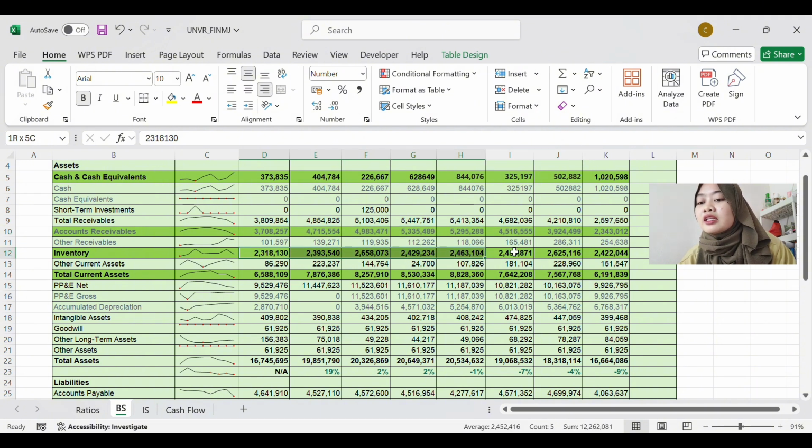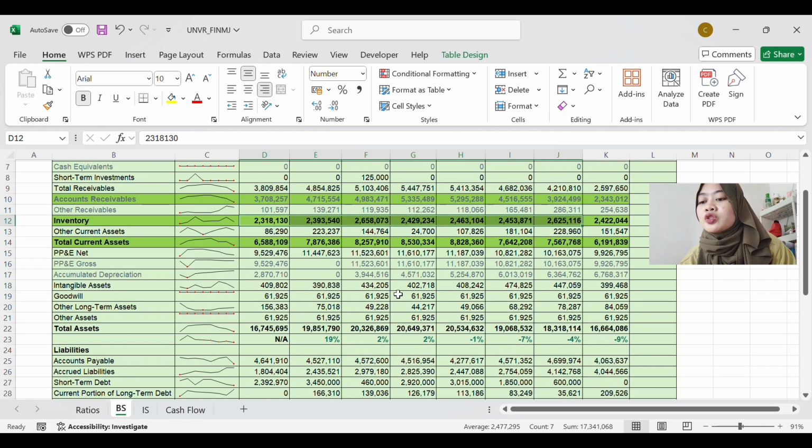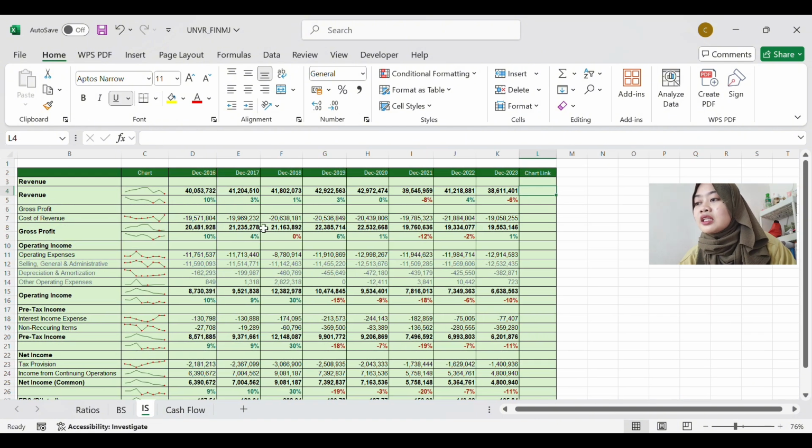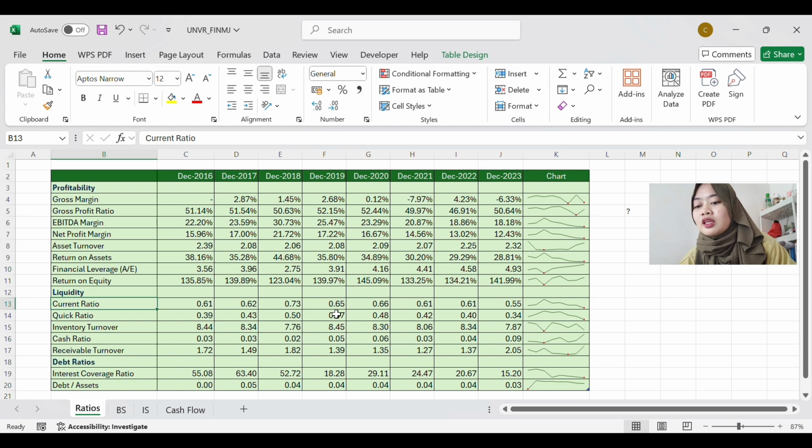Meanwhile, the inventory tends to stabilize around 2 million or so, so the inventory situation remains stagnant. This is also consistent with the amount of revenue that continues to decline. You can see in the income statement that the revenue continues declining from 2020 until 2023. So we can conclude that Unilever's sales have been decreasing since 2020.